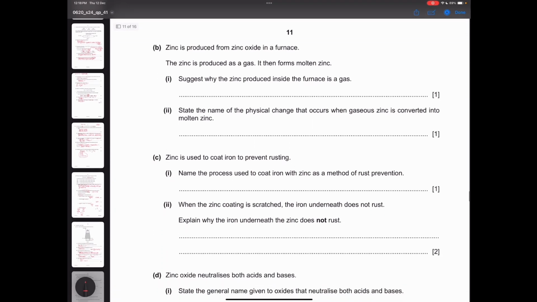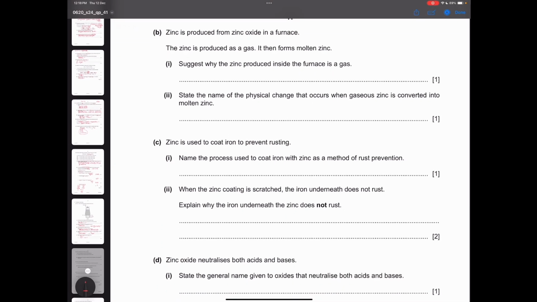Zinc is produced from zinc oxide in a furnace. The zinc is produced as a gas, it then forms molten zinc. Suggest why zinc produced inside the furnace is a gas. Now just think about it. If the temperature of the furnace is 100 degrees Celsius and the boiling point of zinc is, just assume, 80 degrees Celsius, in which form will it be present? Obviously liquid, right? Molten form. So suggest why zinc produced inside the furnace is a gas.